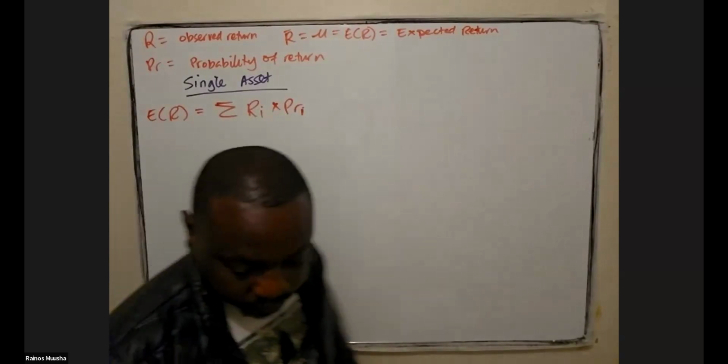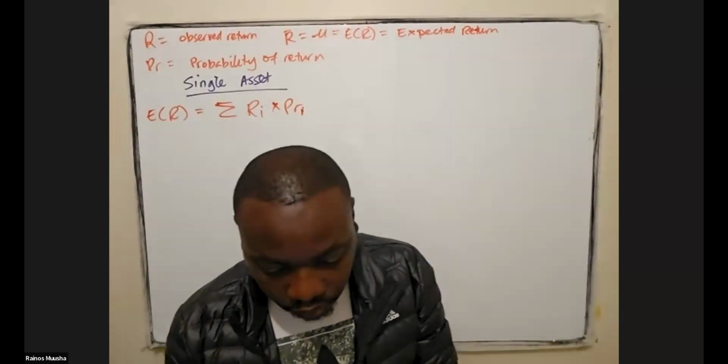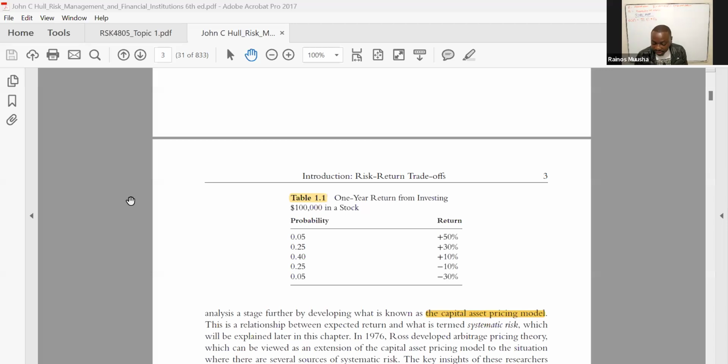Which means, moving on to Table 1.1 that they give us there. For Table 1.1, they give us those observed returns, and then they give us the probability of earning those returns.